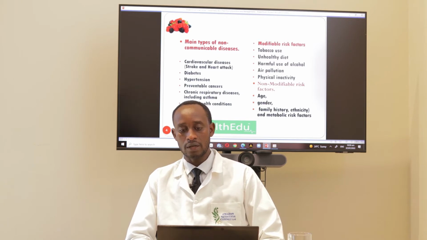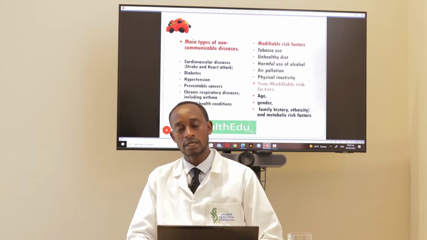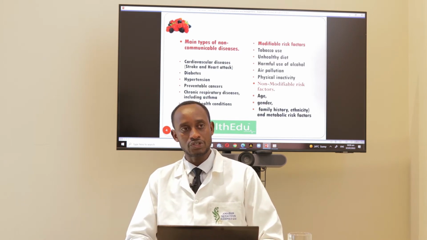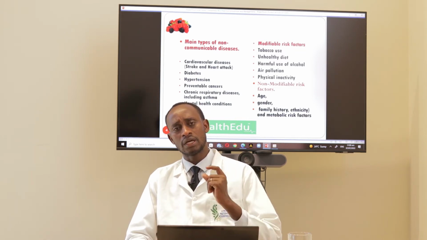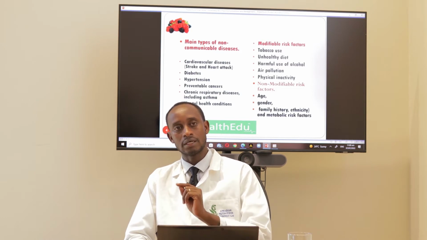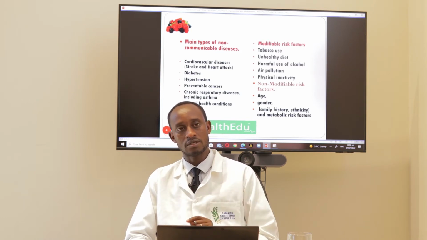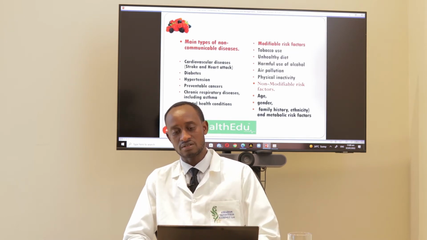There is air pollution. It is very clear that globally there is a problem of climate change, and climate change leads to air pollution. This is very challenging globally, but keep in mind that climate change that leads to air pollution leads to non-communicable diseases, especially cancers, diabetes, and cardiovascular diseases.